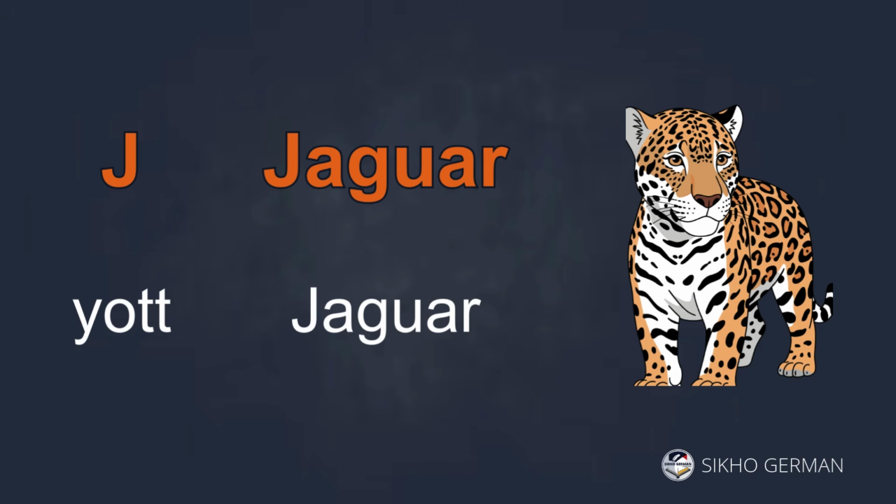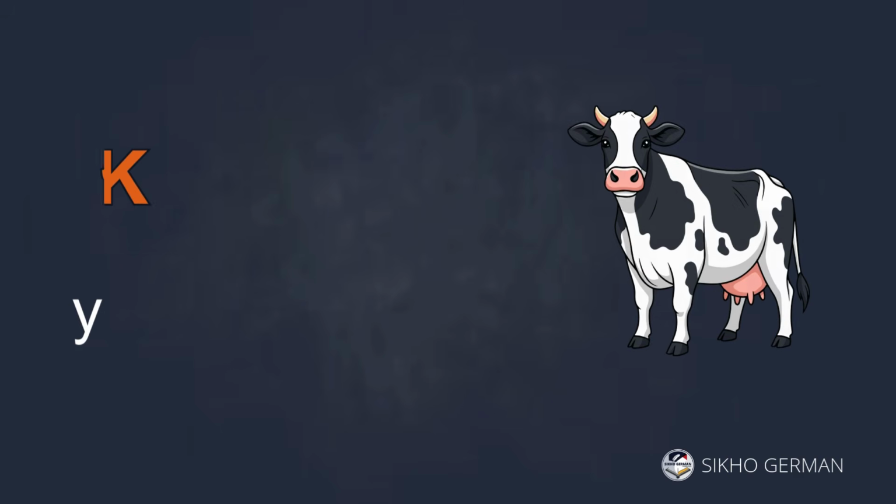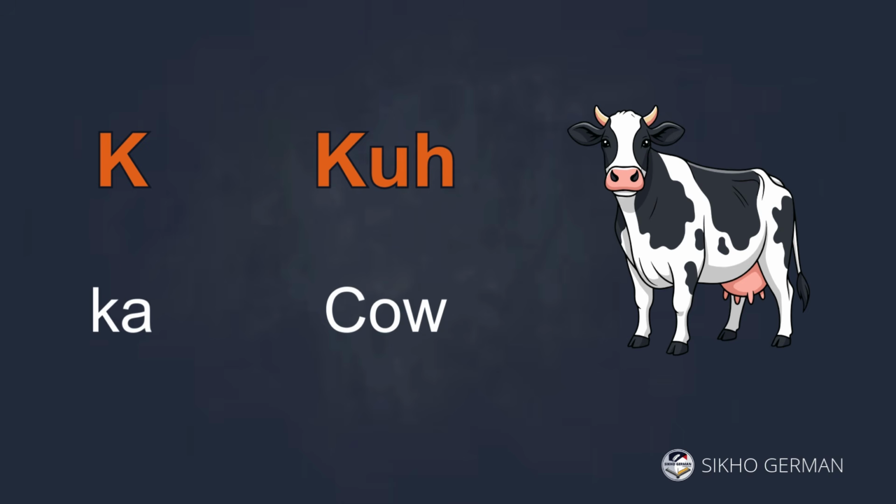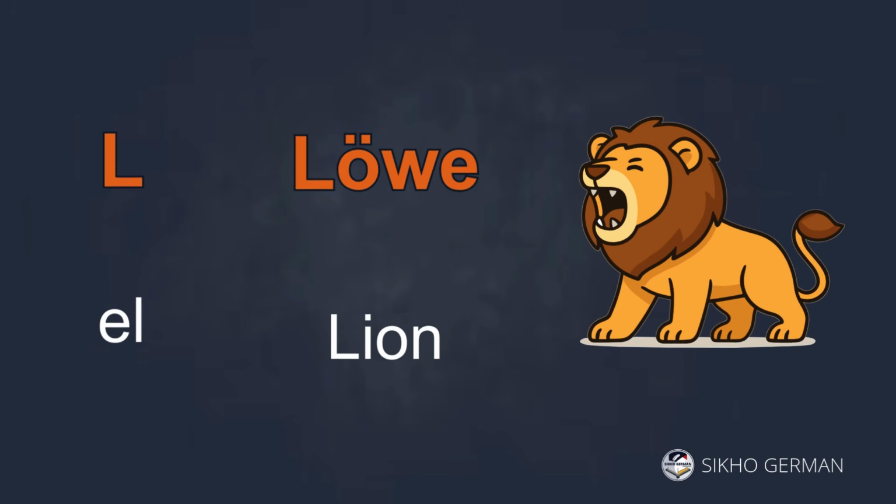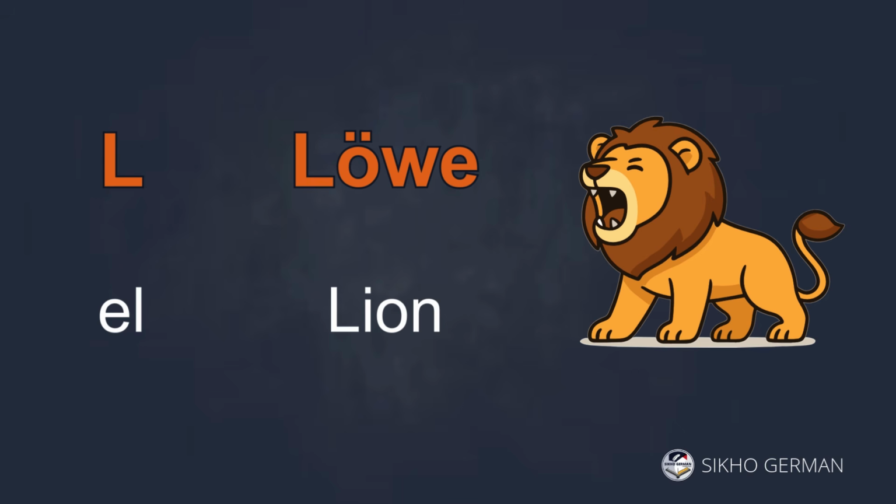Repeat. J. Jaguar. K. Kuh. Repeat. K. Kuh. L. Löwe. Here, O with 2 dots is the special German alphabet. Don't be afraid, we will be learning it soon in this video. Repeat. L. Löwe.